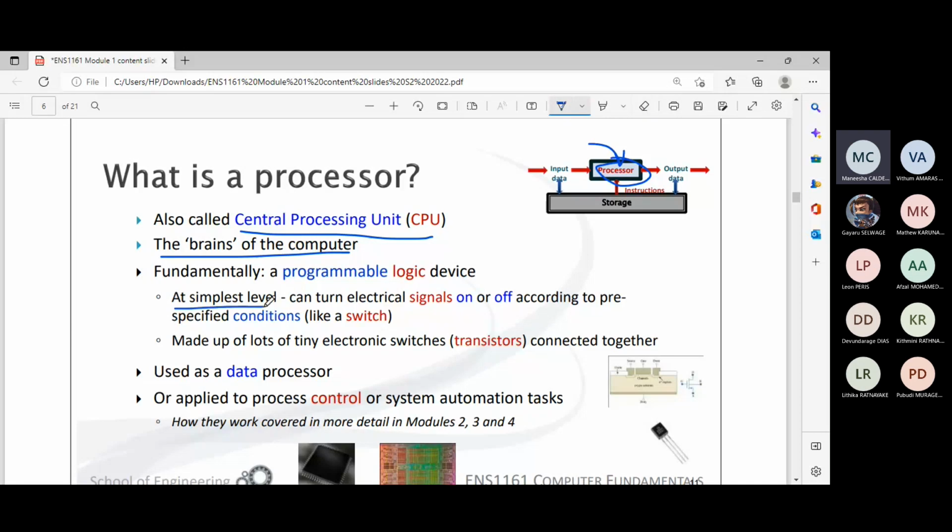At the simplest level, it can turn electrical signals on and off according to pre-specified conditions, like a switch. You can state switch on, switch off, switch on, switch off, switch on, switch off. Have you seen this kind of waves forever?